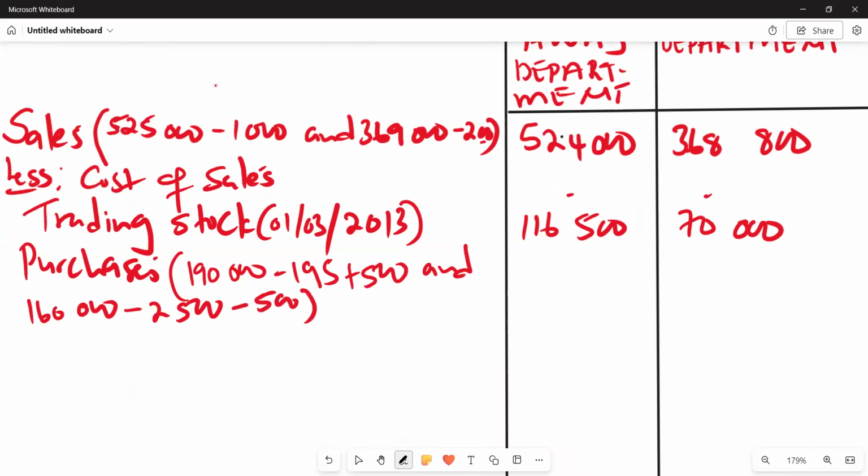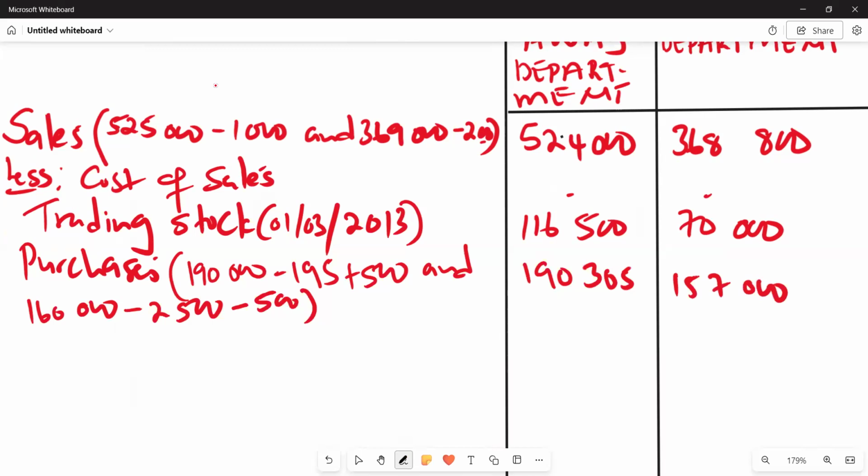Then we now say, if you say 190,000 minus 195 plus 500 for the takeaway, the answer that you are supposed to get is 190,305. And then for the restaurant, if you say 160,000 minus 2,500 minus 500, then you get your 157,000. And then we are finished with our purchases.